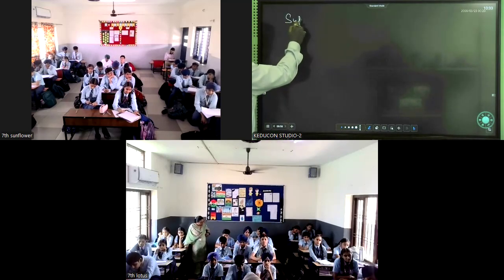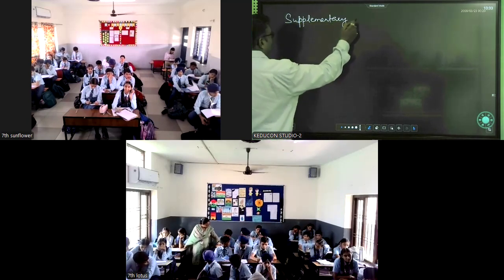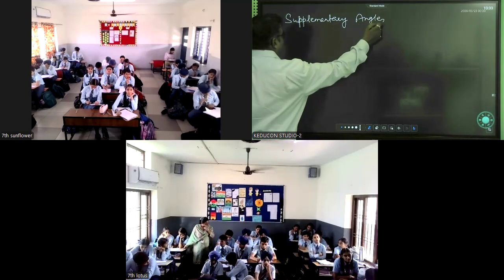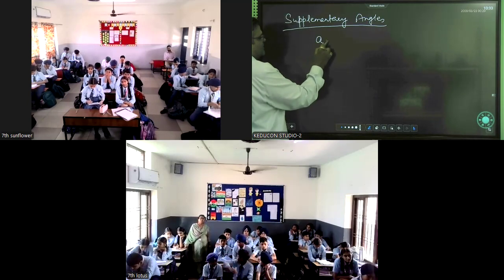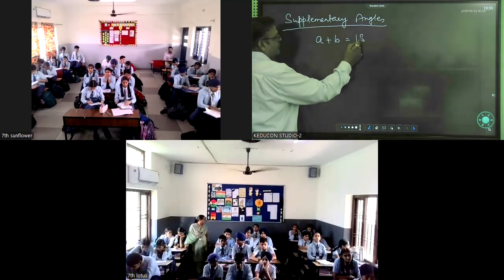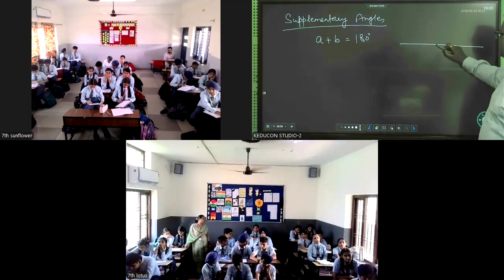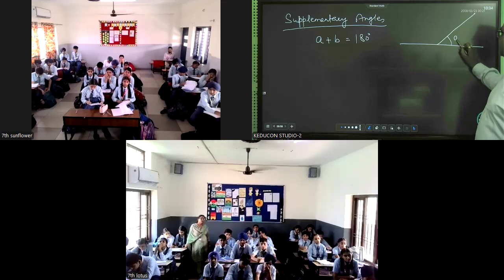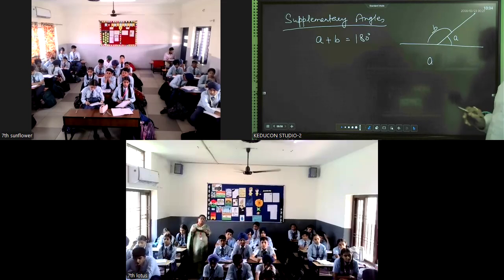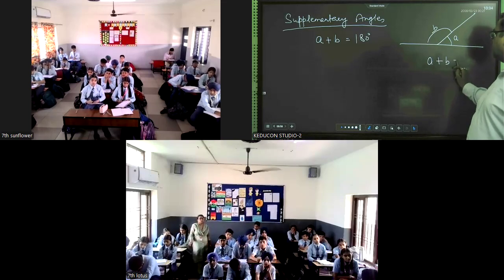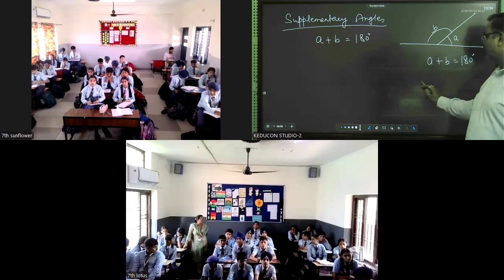Next is, students, supplementary angles. What are supplementary angles? Two angles whose sum is 180 degree. For example, this is a straight line. If you draw a line like this, let's say this angle is A, this is B. So here A and B lie on the same line. The sum of A and B is 180 degree.